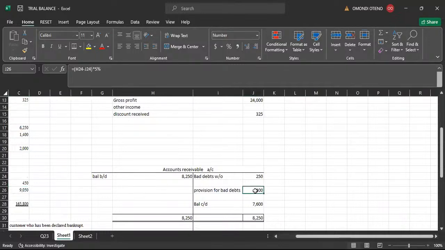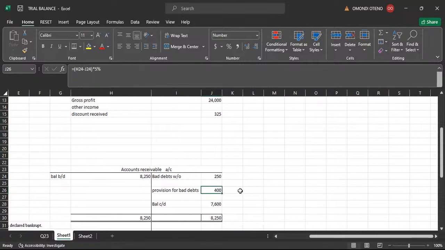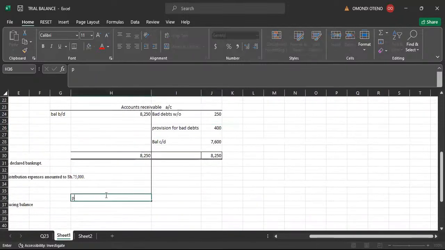So is it an increase or decrease? Provision. Is it an increase? So that is brought down. We can call it that.